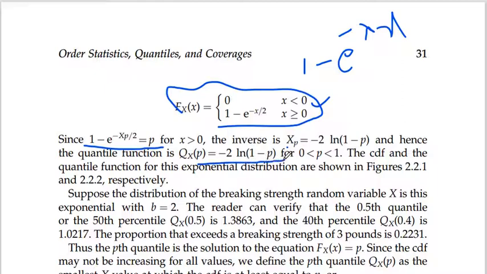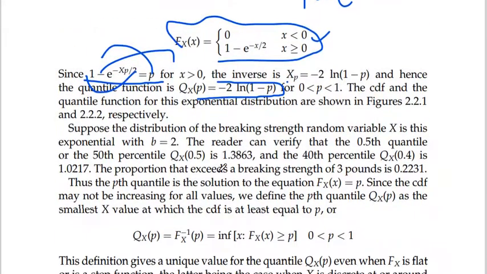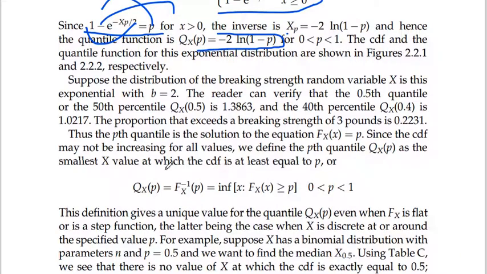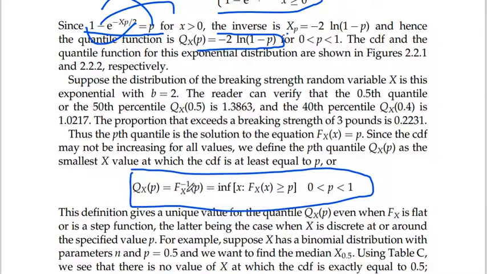Minus 2 log of 1 minus p, because p goes to this side and then 1 minus goes to the other side. Then you apply log on both sides, log e cancels, and finally we get Q of p equal to minus 2 log of 1 minus p. This is the general notation, or the formula, of the quantile function: Q of p equals F inverse of p, the inverse of the CDF. This is equal to the infimum, so we take the infimum value of this function.